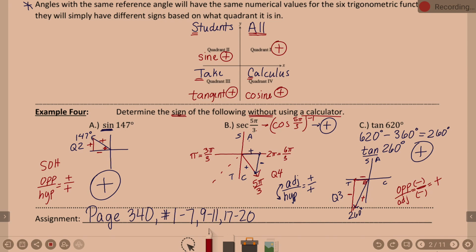Now, I'm not saying you have to draw out all these pictures and all the reasoning behind it. I just felt like I needed to explain that. All students take calculus. Great quick way to remember it, or whatever variation of that you come up with.